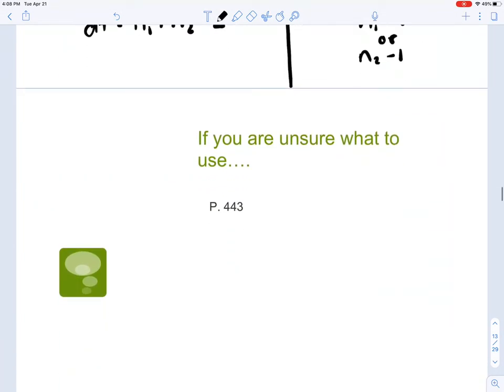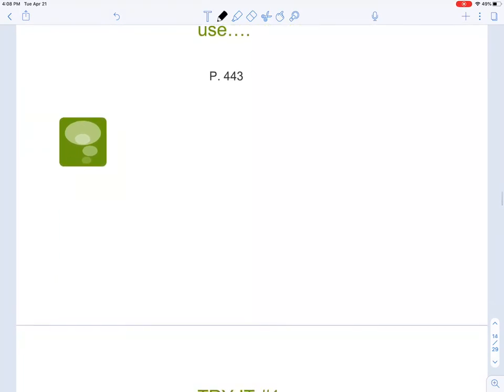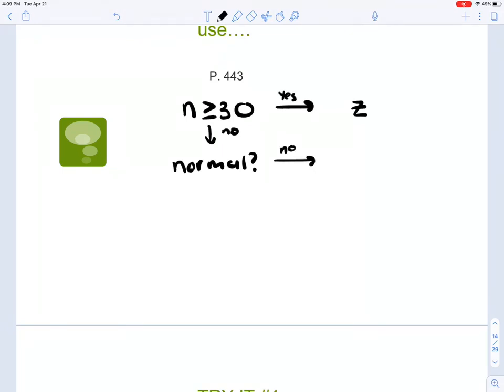and plug it back into our t. So if you're unsure what to use, page 443 has one of those charts. It says, is your n bigger than or equal to 30? If you're answering yes, you're going to use the z. If the answer is no, is your population normal? If it's not normal, you can't use anything. But if the answer is yes, you're looking to see if the standard deviations are known.